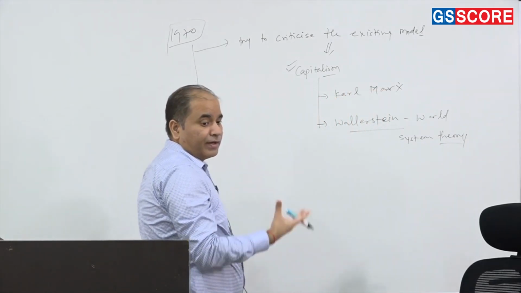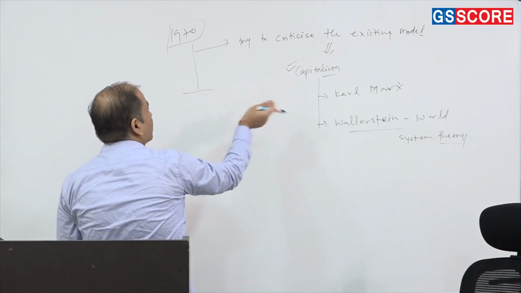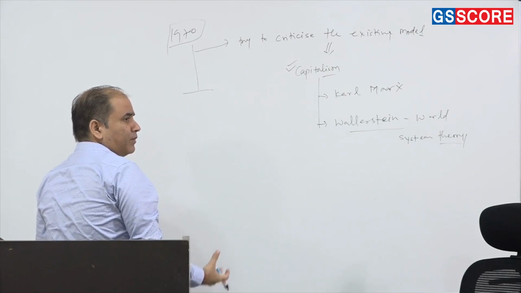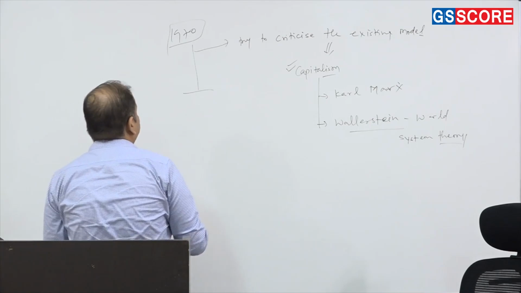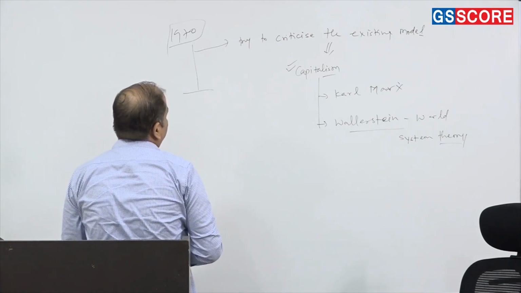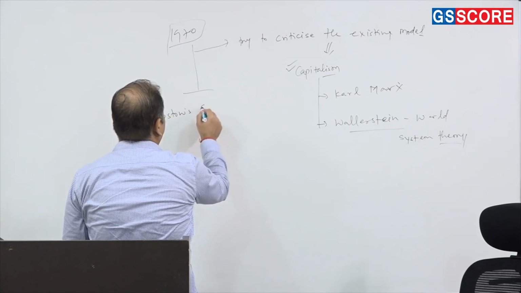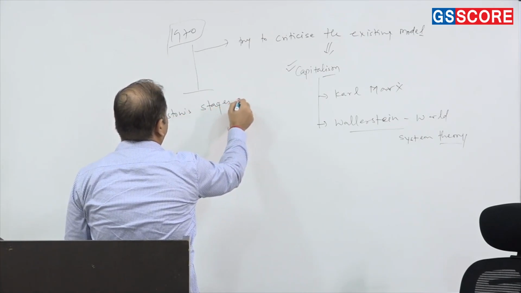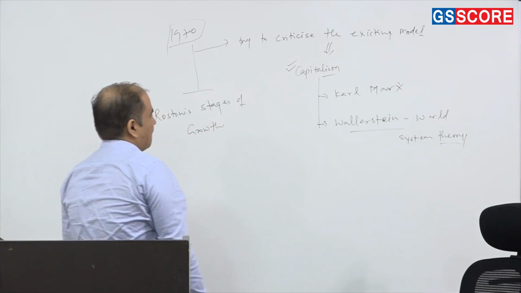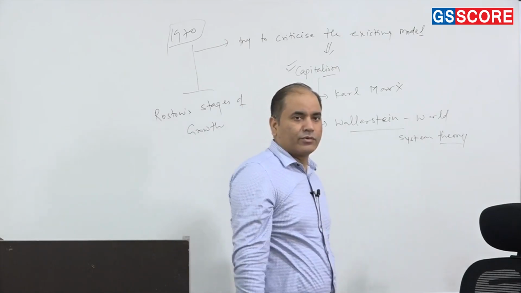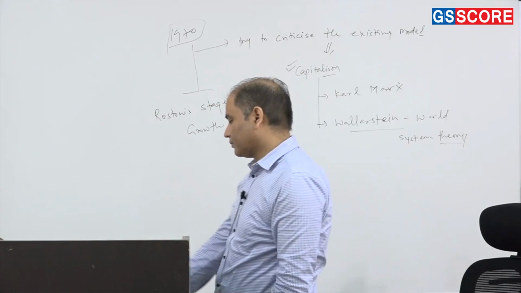Even the core periphery model also tries to follow this, but the core periphery model is a model of development which is more regional in perspective. In the second group, we will have the very popular Rostow's stages of growth. So, we will quickly look at these two.